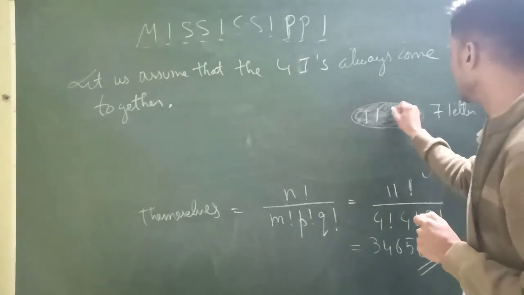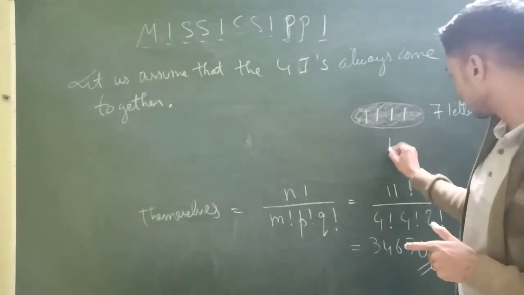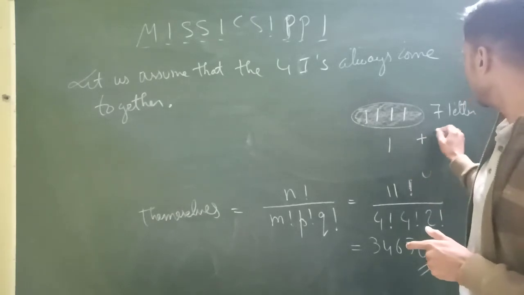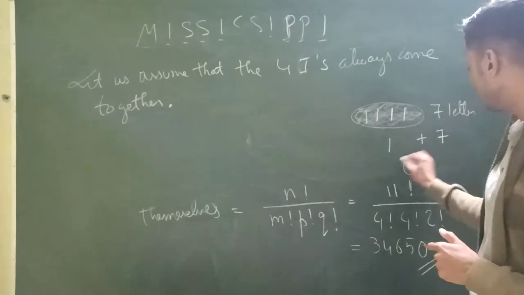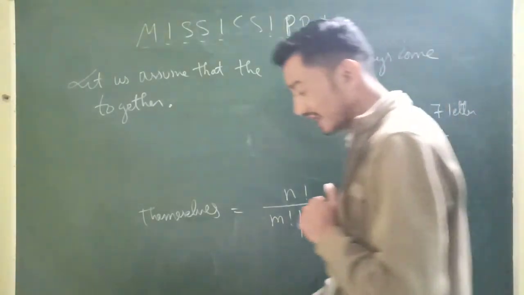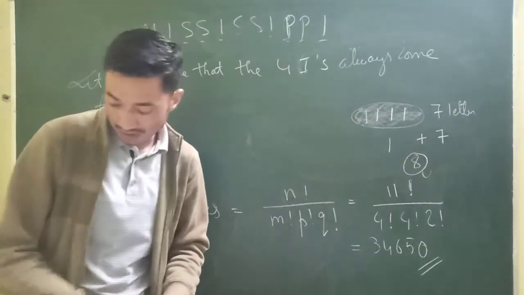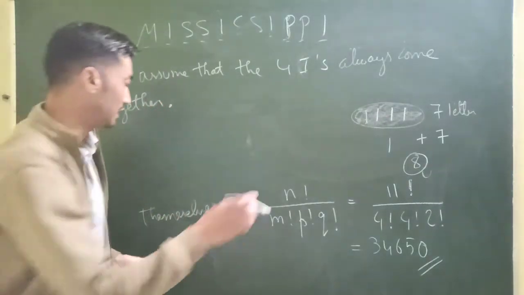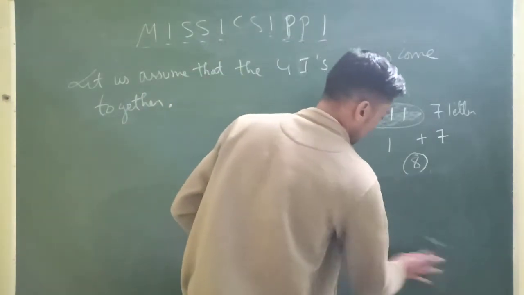So all these 4 i's are treated as one letter. If we consider this as one word, and these are 7 remaining letters, how many letters will we have left? We will have 8 letters left with us. Got the condition, no? Assuming that the 4 i's of course always come together. Please, let's not forget that.